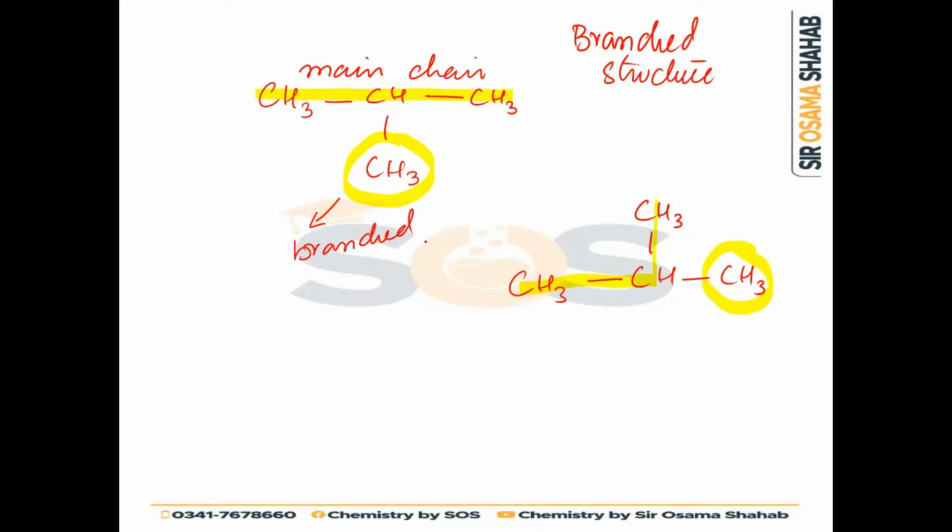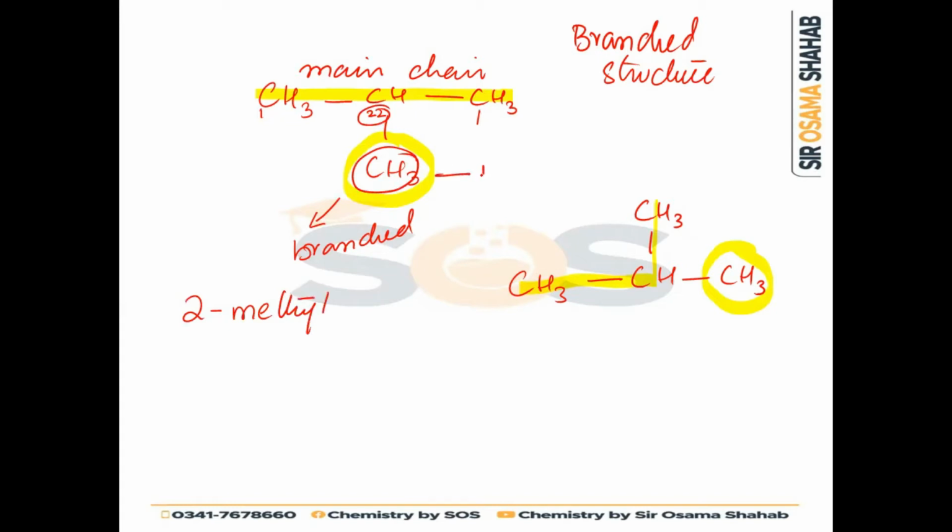Okay, so you can see that this branch is on the second one if I start from this carbon, or if I start from this, it is again on the second one. So I can start from anywhere, from the first carbon or the last carbon. On both sides, the branch is on the central carbon. That means it is on the second carbon. So I can identify this branch like this. It is on the second carbon, and the name of the branch is methyl.